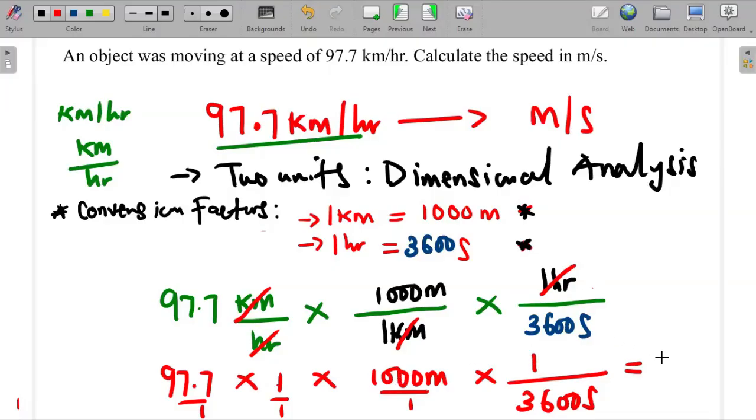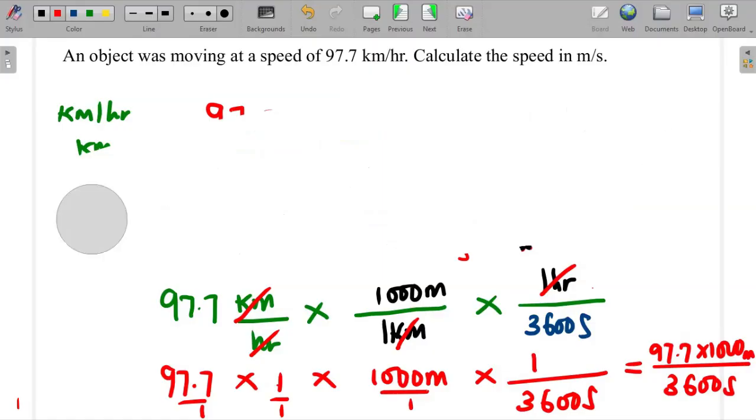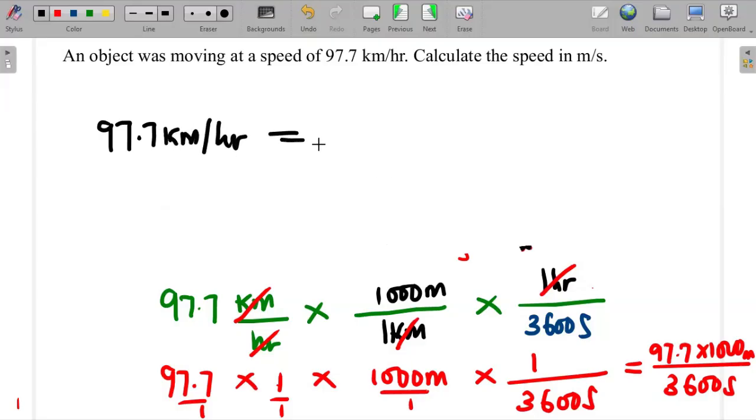What are you going to get? Okay, so I'm going to just write it as 97.7 times 1,000, divided by 3,600 seconds. Here there should be a meter at the end. So what would be our answer there? We're going to say 97.7 kilometer per hour is the same as, I just have to multiply this on my calculator.